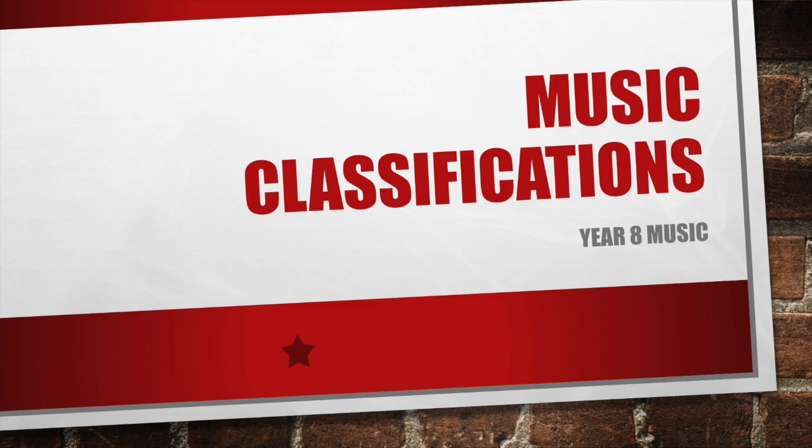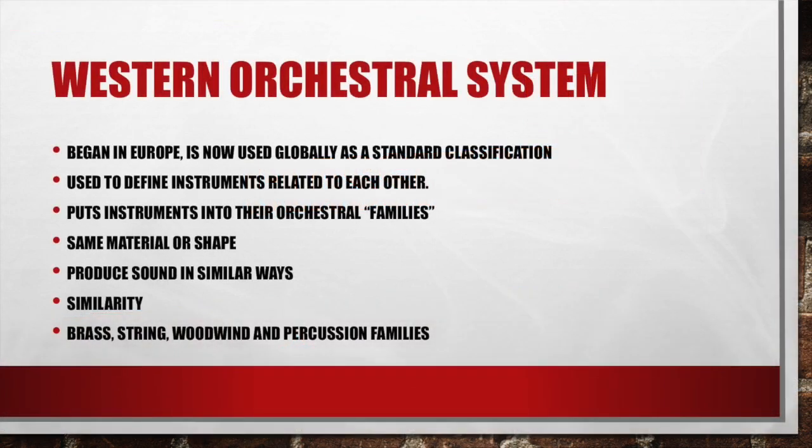Let's start with what's known as the Western orchestral system. The orchestral system started in Europe and has been accepted in most parts of the world as a way of classifying Western instruments. This system defines instruments by relating to each other, or by putting instruments into orchestral families. They can be related for a few different reasons, due to the material they're made of, how the sound is produced, or the similarity to one another.